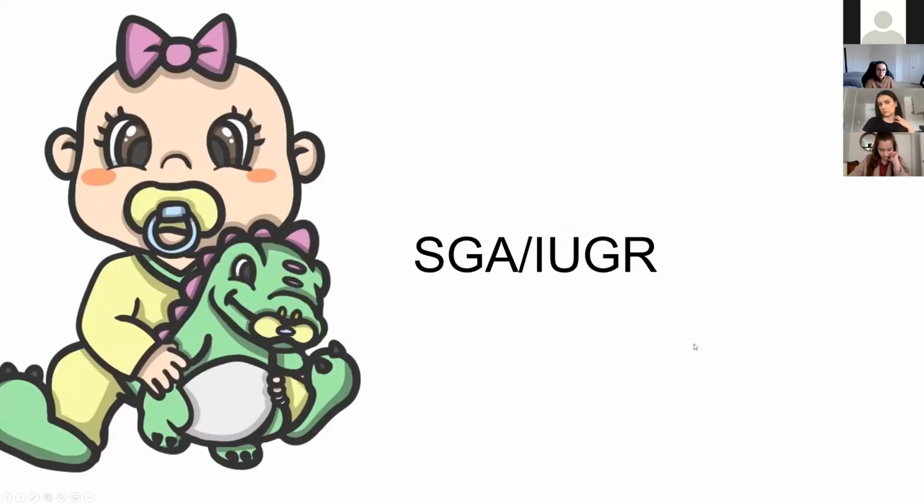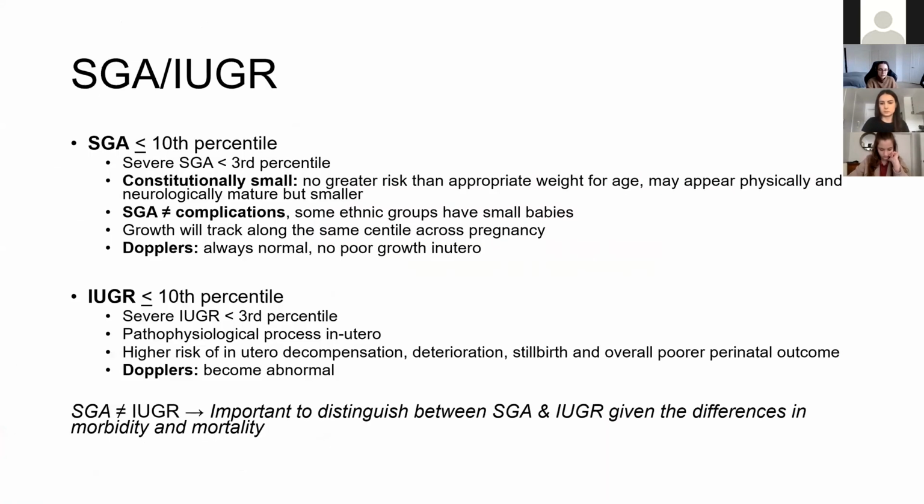Cool. So now we're going to go over SGA and IUGR, because I think that this is something that can often get a little bit muddled, at least it did for me. SGA refers to small for gestational age, and IUGR is intrauterine growth restriction. It's important to remember with these terms that we can't determine them based on the centile readings of a baby's growth. We need to look at the trends of growth over gestation to determine which category the baby fits into.